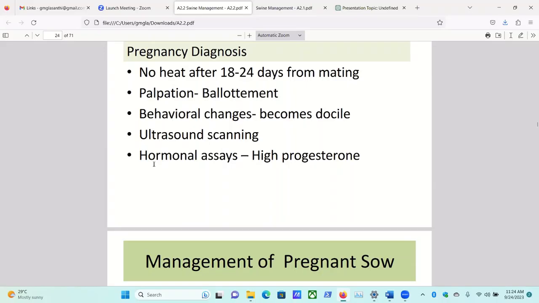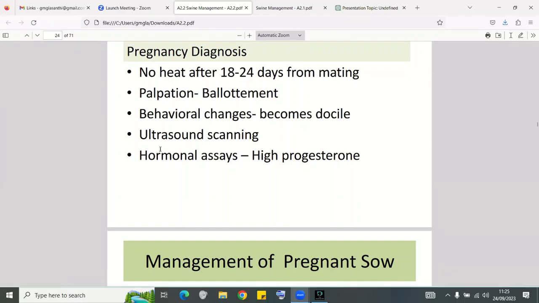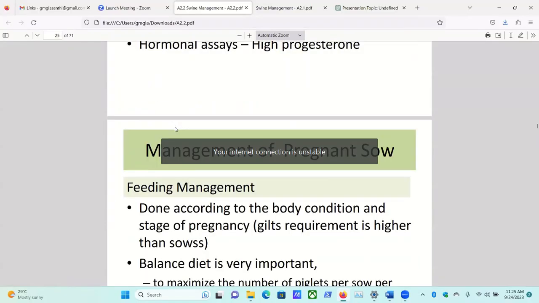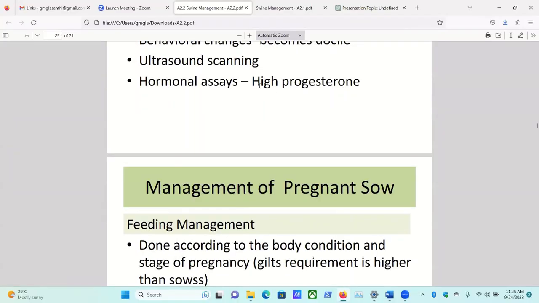The other one is palpation. That means you touch and you will feel something is there in the uterus. And behavioral changes. Then scanning, like we do in humans, and we can assess hormones. I told you, the high progesterone content in the blood will indicate this animal is pregnant, because progesterone is the pregnancy maintenance hormone.